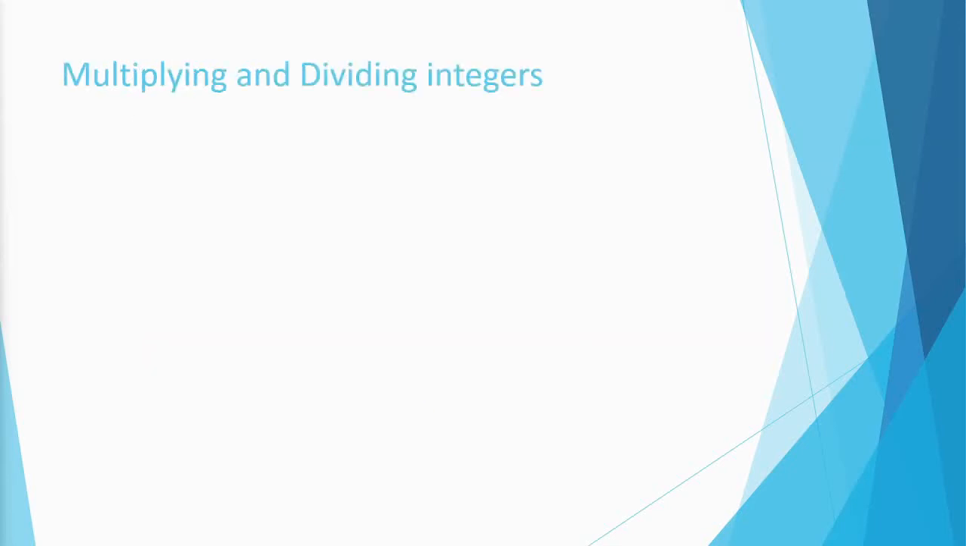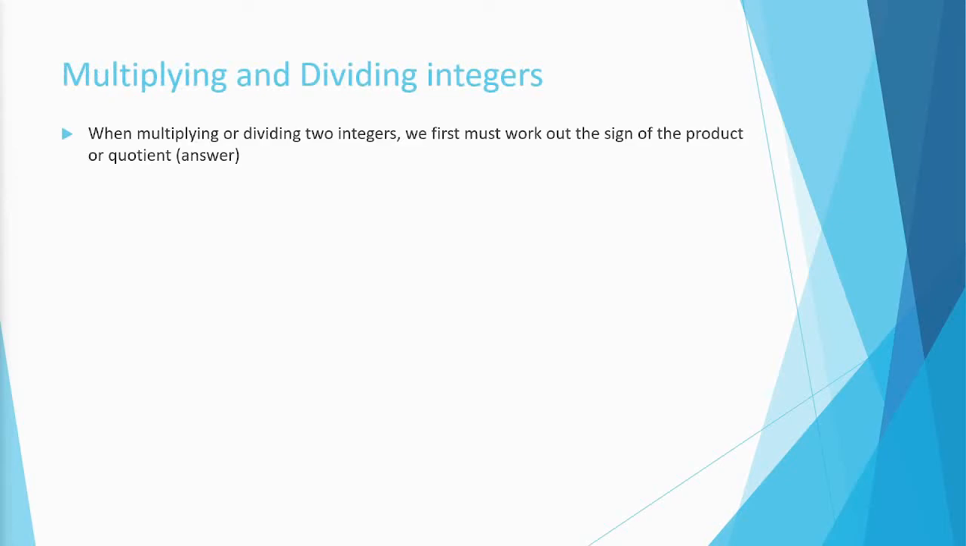So the first thing that we need to do when multiplying and dividing integers is we need to work out what the sign of the product or the quotient is going to be. Now, the product or the quotient is the answer of multiplication and division. So product is the answer to multiplying two numbers, and quotient is the answer to dividing two numbers.